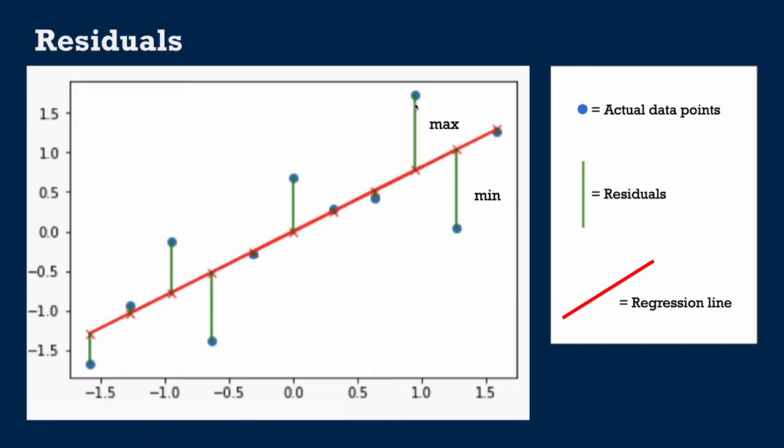So just to review, in this example, assume that the blue points are our actual data points, that the red line is the regression line, and that the green lines are the residuals, or the difference between the actual value and the predicted value. So the residual is going to be positive if the actual data point is above the regression line, and negative if the actual data point is below the regression line. And it looks like this point is going to be our min residual because it's the point that's furthest below the red line, and this is going to be our max because it's the point that's furthest above the red line.